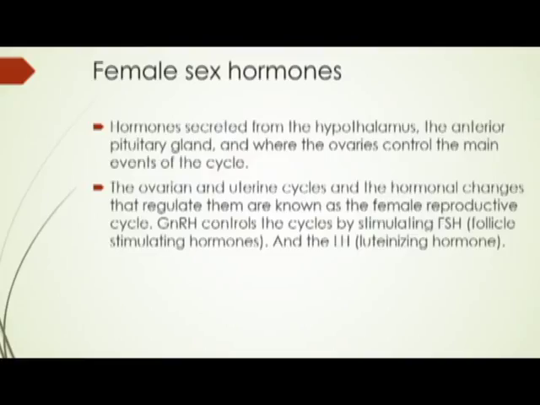The female sex hormones. Hormones secreted from the hypothalamus, the anterior pituitary gland, and the ovaries control the main events of the cycle. The ovarian and the uterine cycles and the hormonal changes that regulate them are known as the female reproductive cycle. The GnRH controls the cycle by stimulating follicle-stimulating hormone and the luteinizing hormone, LH.